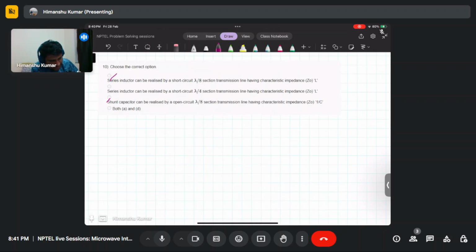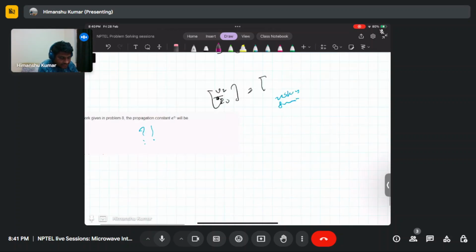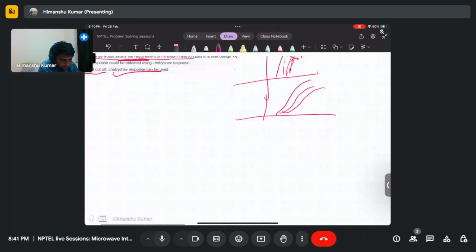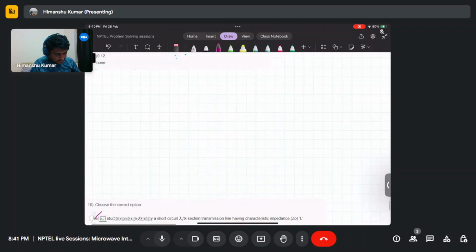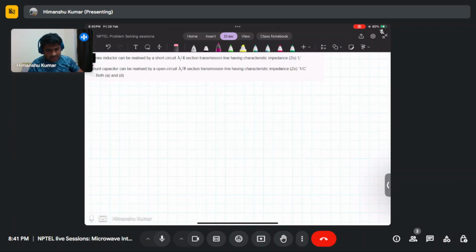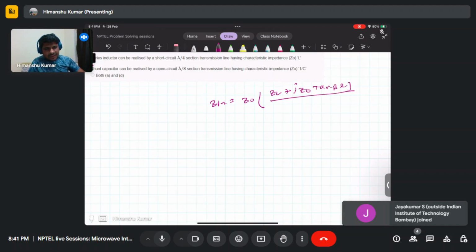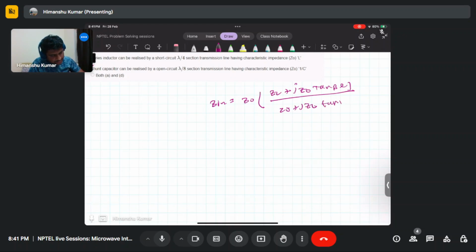So we need to choose the correct option. Let me write the impedance formula. The input impedance formula is this: Z input is equal to Z naught times ZL plus j times Z naught tan of beta L, divided by Z naught plus j times ZL tan of beta L.